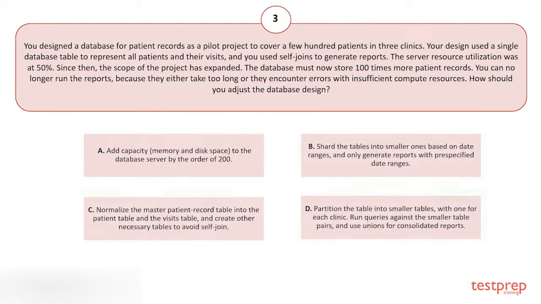Your options are A. Add capacity to the database server by the order of 200. B. Shard the tables into smaller ones based on date ranges, and only generate reports with pre-specified date ranges. C. Normalize the master patient record table into the patient table and the visits table, and create other necessary tables to avoid self-join. D. Partition the table into smaller tables, with one for each clinic. Run queries against the smaller table pairs, and use unions for consolidated reports. The correct answer is option C.